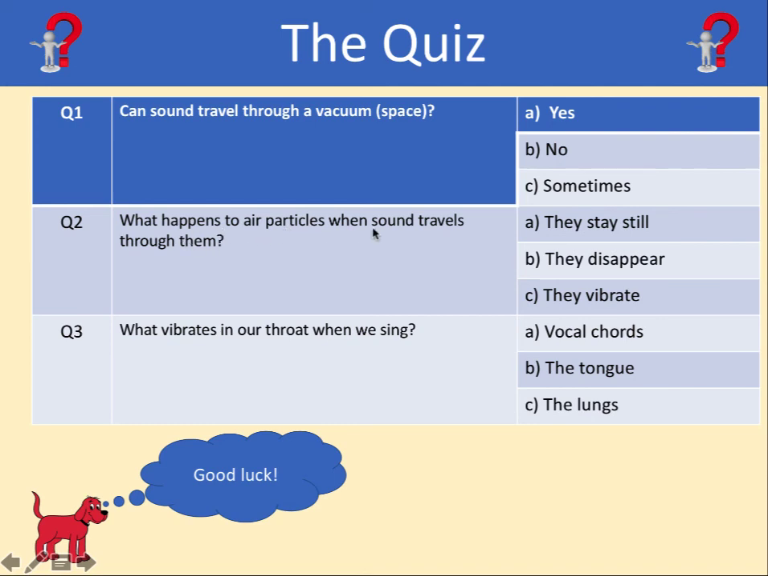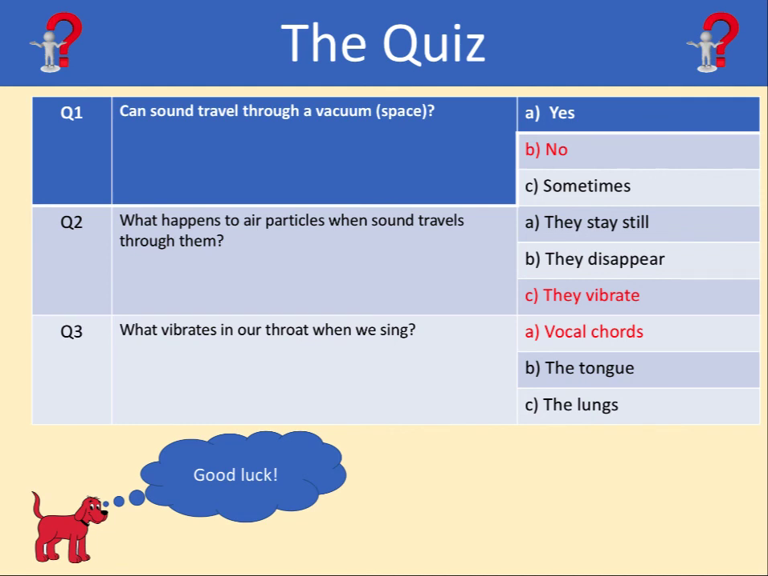What happens to air particles when sound travels through them? They stay still, they disappear, or they vibrate. And what vibrates in our throat when we sing? Is it vocal cords, the tongue, or the lungs? So, pause the video now, have a go, and I'll give you the answers in just a second.